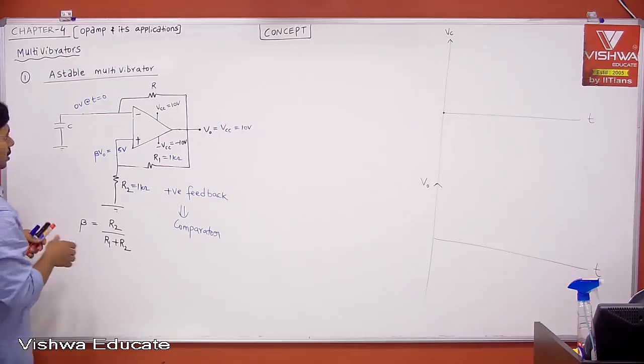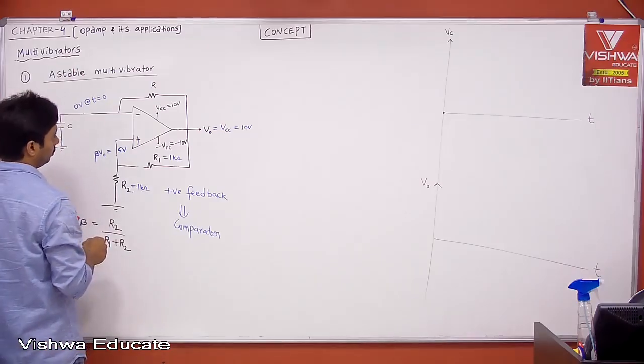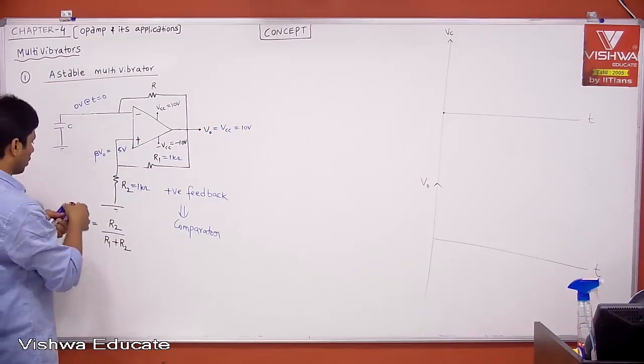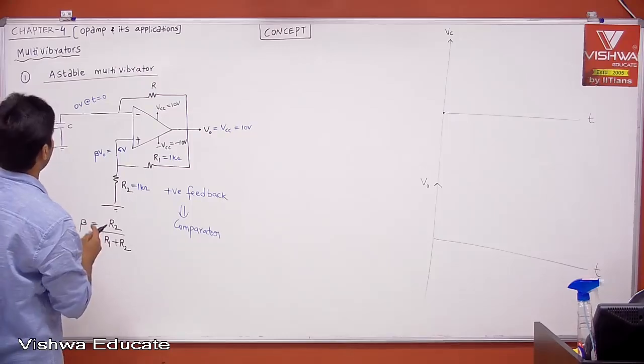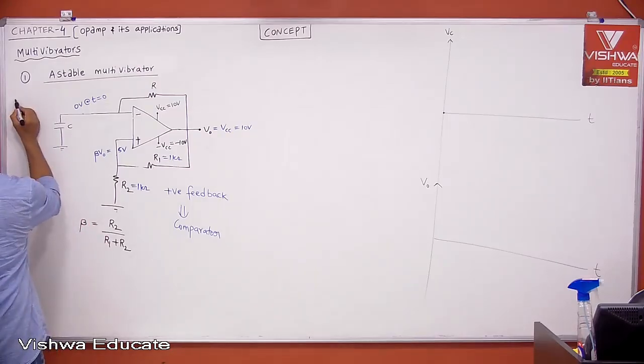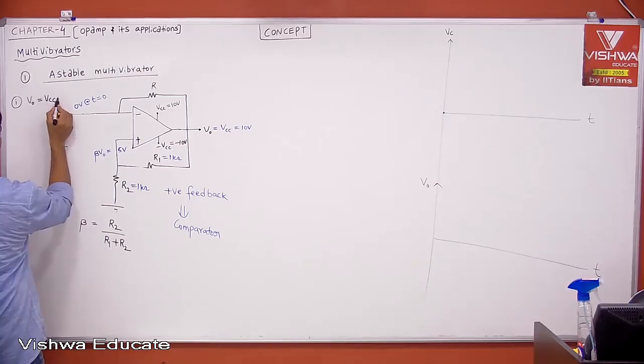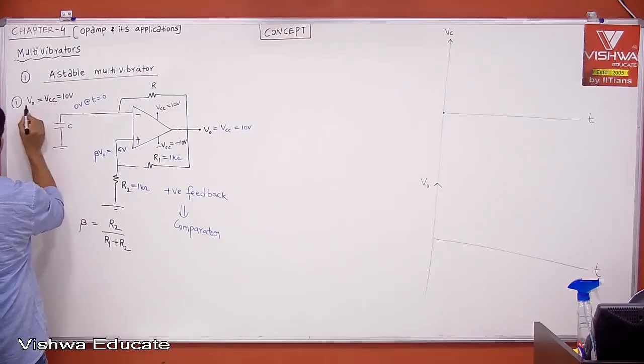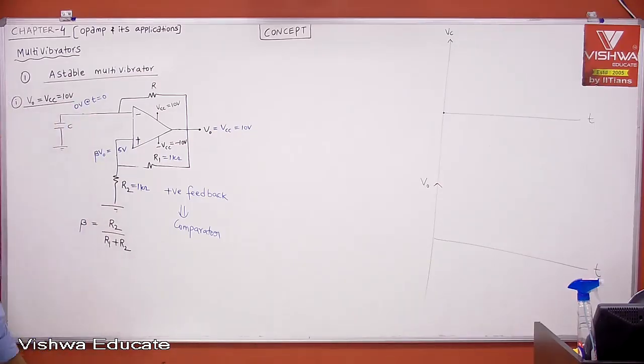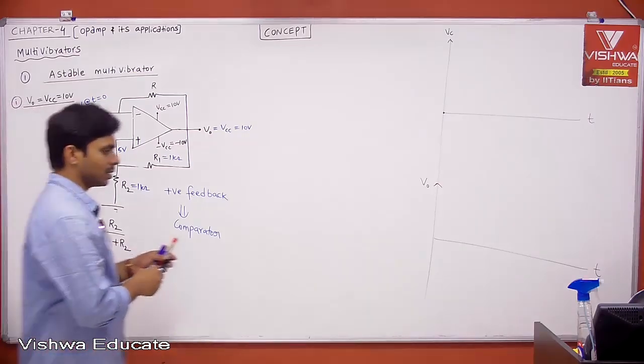That is what is case 1. You have to write like case 1. Then V0 is equal to VCC. Case 1: V0 is equal to VCC, which is equal to 10 volts. Then beta V0 is equal to 5 volt. Okay. Now let's see.